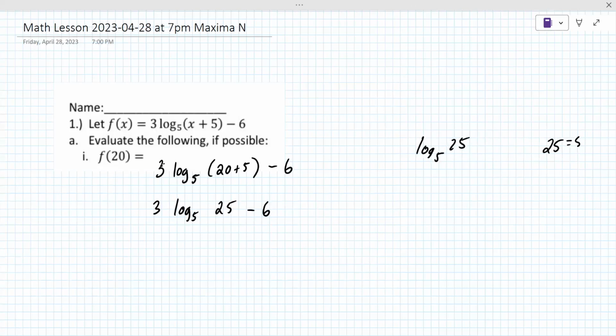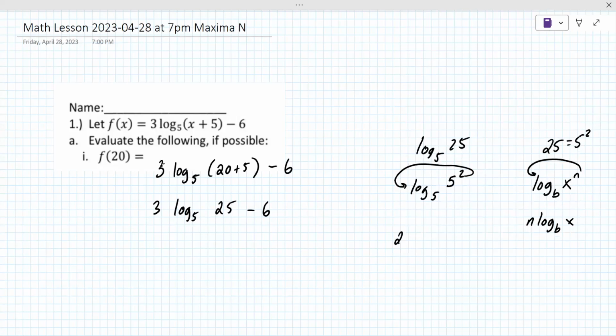25 is really 5 squared. So you've got to know your powers, your base and your powers here. So we can rewrite this as 5 to the power of 2. And then there's a property of logarithms that allows you to bring the exponent out in front. Basically, whatever the exponent is can come out in front. This 2 is going to come out in front. So this is 2 times log base 5 of 5.